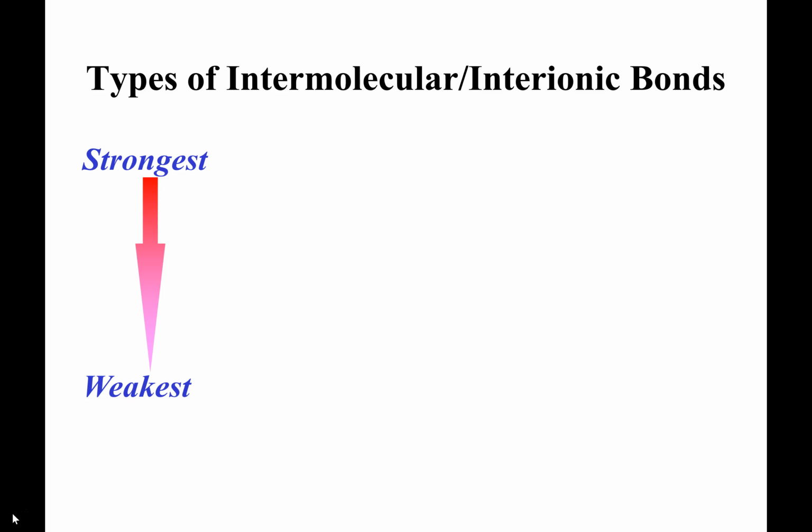So for instance, if you have a pair of ions that are going to be connected, the thing between them is an ionic bond, an interionic bond. It's the strongest of all.